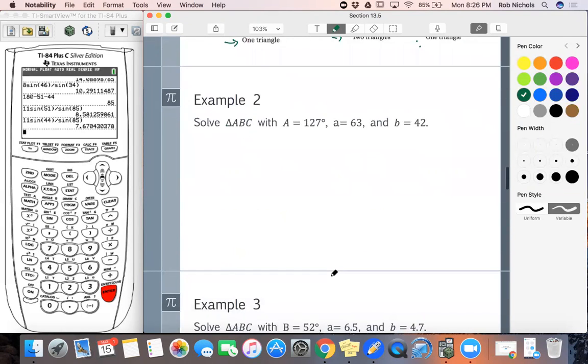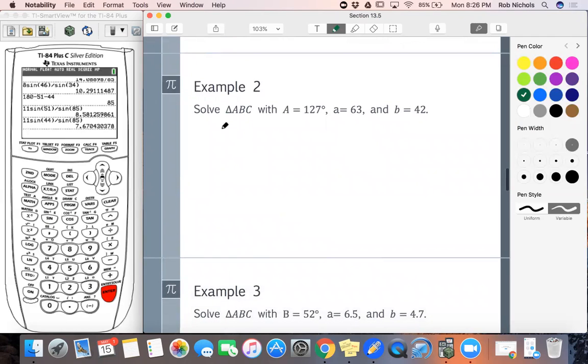Example 2. All right, so let's draw this. We are given an obtuse angle, so let's draw a triangle with an obtuse angle. Here's angle A at 127 degrees. Here's B and here's C. Side A is 63 and side B is 42. So as you can see, this is an SSA case with an obtuse angle, which means either 0 or 1 solution. So let's go through our situation.